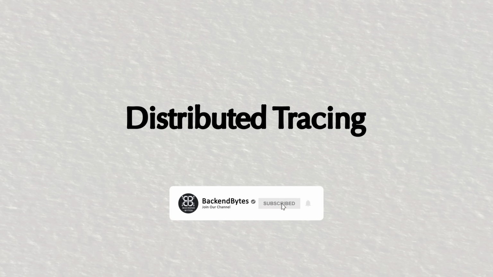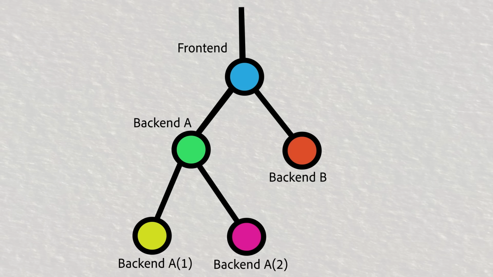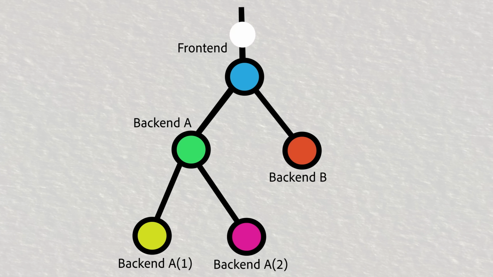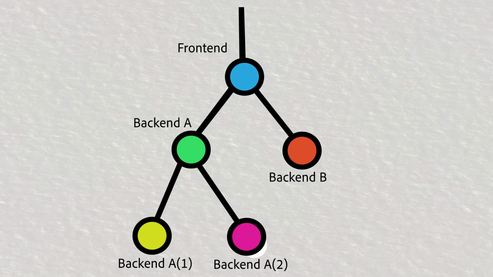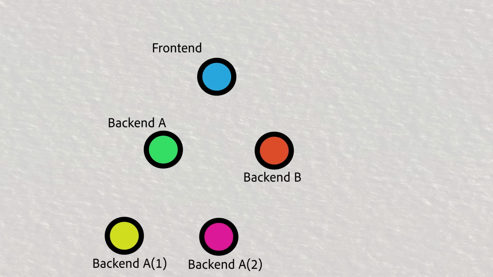Similarly, using distributed tracing, we understand the exact flow of a network request through a distributed system. Let's understand this better with an example. Consider this microservice architecture. The white ball represents the path, also known as the trace, of a network request through this distributed system.